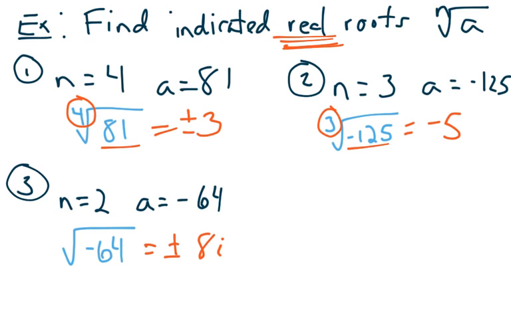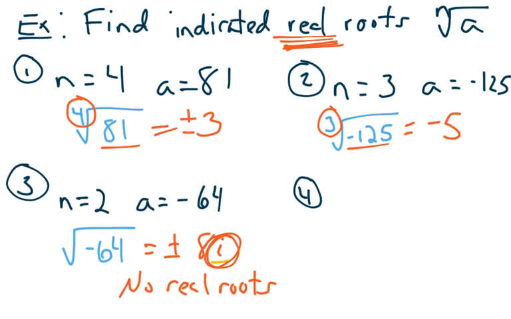But we're looking for, again, real roots of a. We can't have this imaginary part. Okay? So the answer here is actually going to be no real roots. We cannot have that i. Okay? Last one, number 4.